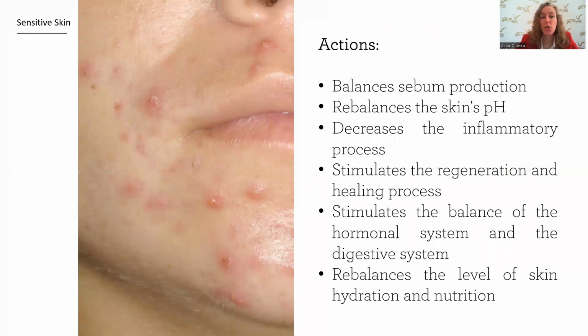By carrying out this protocol, we will improve several issues. We will rebalance the sebum production. We will rebalance the pH of the skin. We will decrease the inflammatory process and stimulate the regeneration process. We also work on the balance of the hormonal system and digestive system, and we will increase also the levels of moisturization and hydration, energizing of the skin.